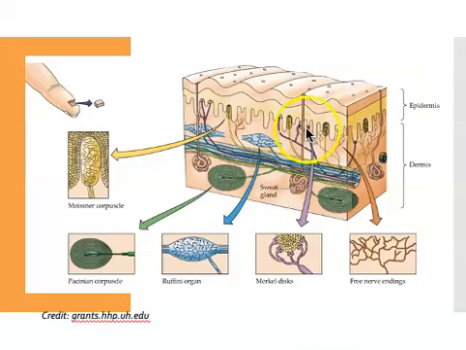I forgot to mention on the previous slide, but wherever the epidermis comes downward, we call those epidermal ridges. So the downward structures are called epidermal ridges. The upward structures are called dermal papillae.